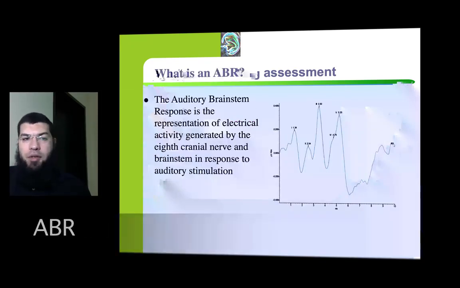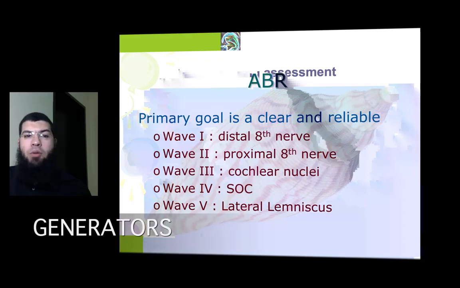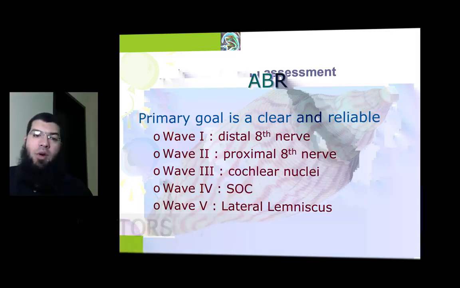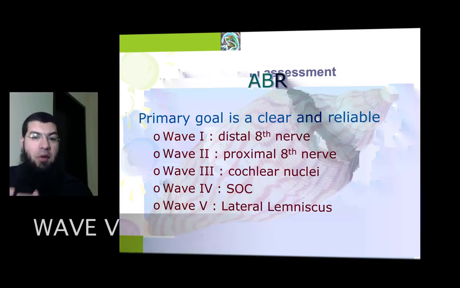First of all, what is an ABR? The auditory brainstem response is the representation of electrical activity generated by the auditory nerve and the brainstem in response to acoustic stimulation. The generators of ABR: we have 7 waves. The most common waves are the first 5 waves, and the most important one is wave 5. Wave 1 is from the distal part of the auditory nerve, wave 2 from the proximal part of the auditory nerve, wave 3 from the cochlear nuclei, wave 4 from the superior olive, and wave 5 from the lateral lemniscus or inferior colliculus.